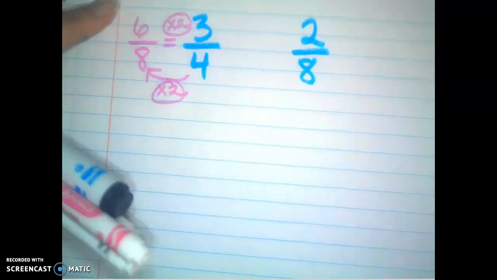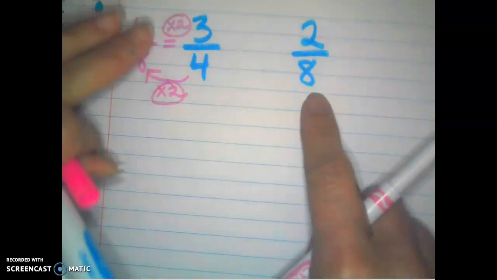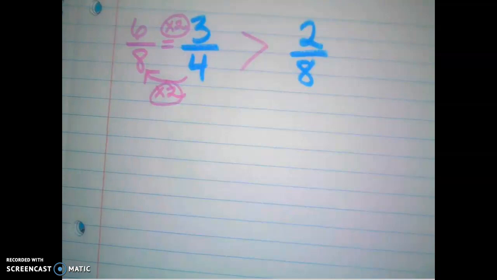Now I can compare 6/8 and 2/8. So you only had to make an equivalent fraction on this side. Which one's larger? 3/4. 3/4 is larger. So 3/4 is greater than 2/8. So that's just another strategy. The first strategy always works, but these work sometimes. Great tools to have.